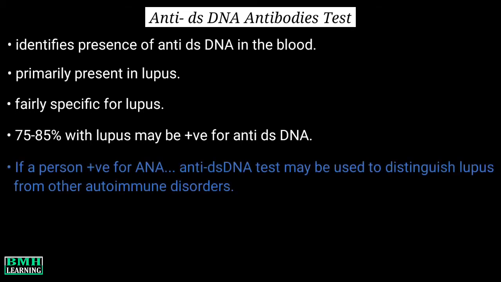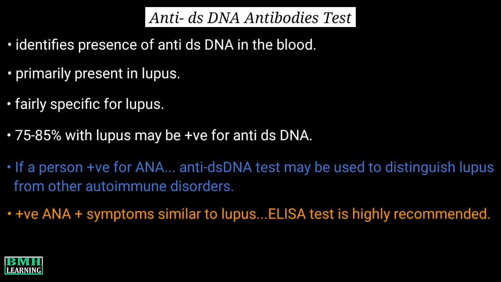So, if a person has a positive ANA, in that case, an anti-dsDNA test may be used to distinguish lupus from other autoimmune disorders that have similar signs and symptoms. Also, if the patient has a positive ANA test result and also shows symptoms similar to those of lupus, in that situation the ELISA test is highly recommended.